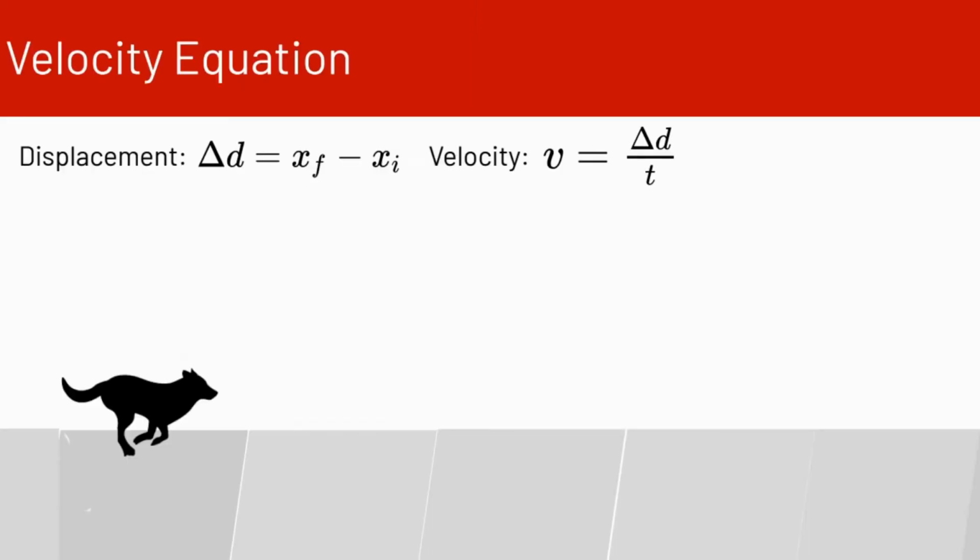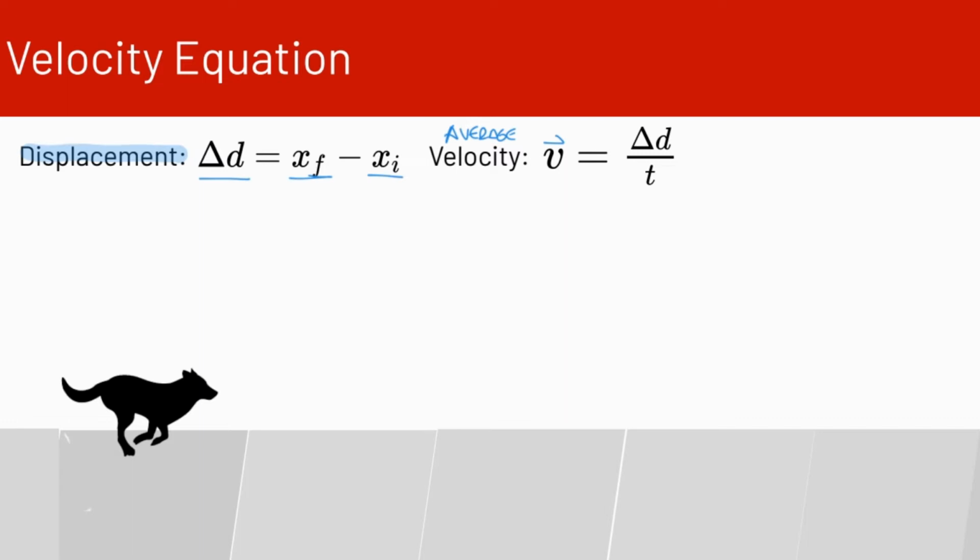So let's look at the velocity equation. First let's look at displacement. For displacement, we have delta D, that stands for displacement. So we have our final position, x sub f minus x sub i. So that's displacement. And for velocity, this is our average velocity. Average velocity is equal to delta D, so displacement divided by time.